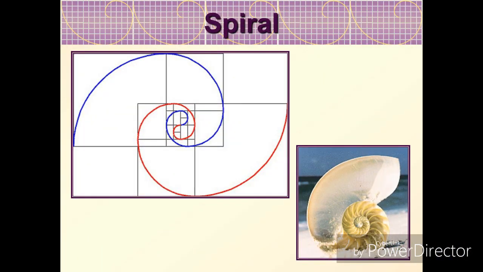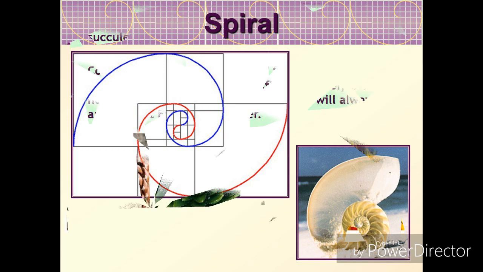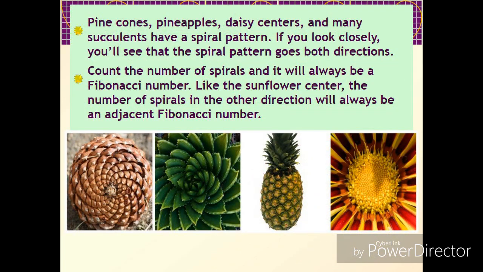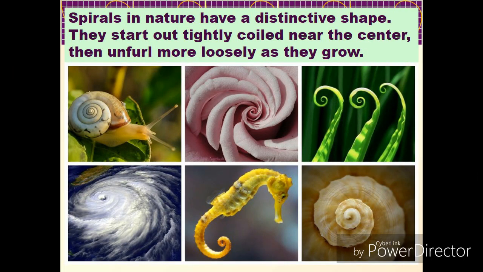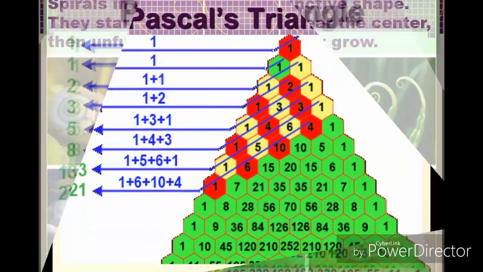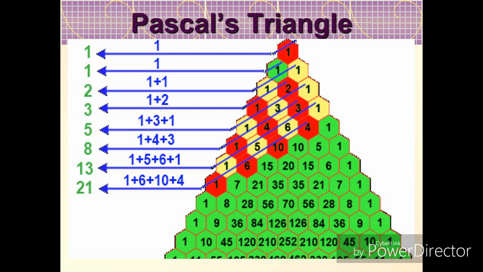This picture is called a spiral. Let's have this one. We have pine cones, pineapple, daisy centers, and so on. Now let's have this picture. Spirals in nature have a distinctive shape. They start out tightly coiled near the center, then unfurl more widely as they grow. Okay, now let's observe Pascal's triangle from the top.